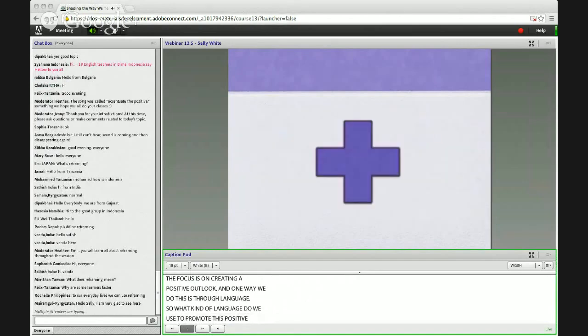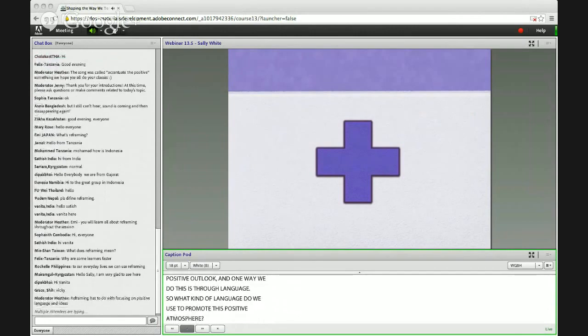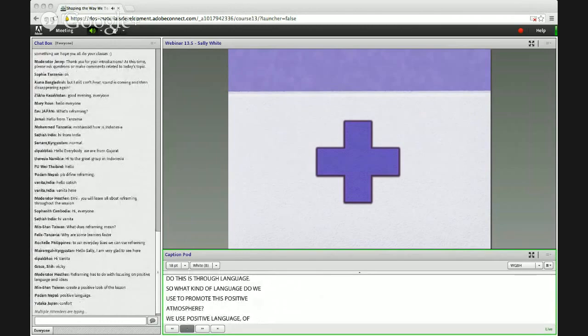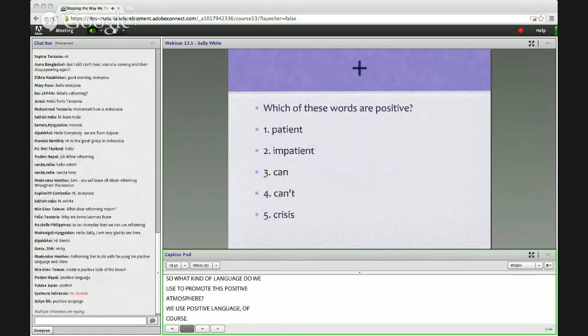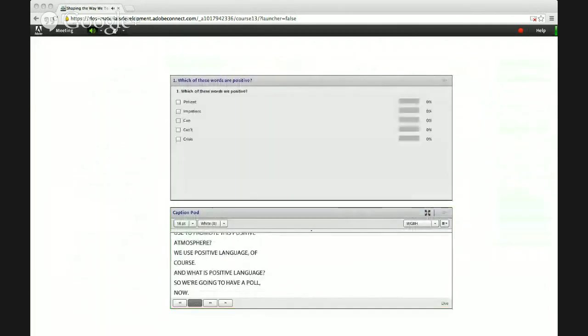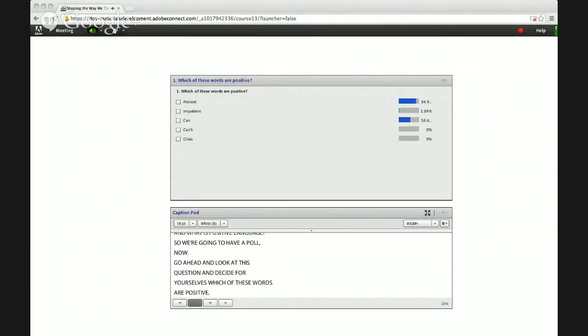We use positive language, of course. And what is positive language? So we're going to have a poll now. Go ahead and look at this question and decide for yourselves which of these words are positive. So we have patient, impatient, can, can't, and crisis. And I'll give you a couple minutes to do this.